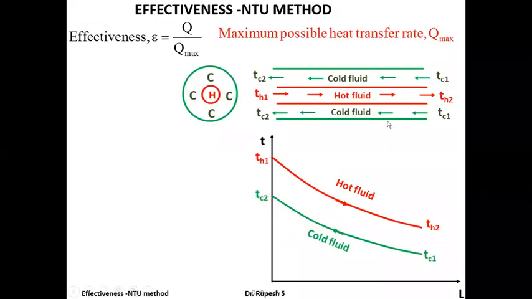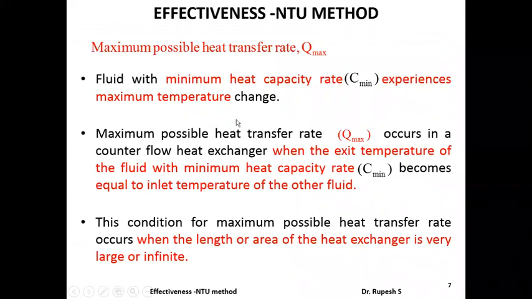For a counterflow heat exchanger, the maximum possible heat transfer rate occurs when the exit temperature of the fluid with minimum heat capacity rate becomes equal to the inlet temperature of the other fluid. This condition for maximum possible heat transfer rate occurs when the length of the heat exchanger is very large or infinite. We will discuss these 2 points in detail in the next slide.